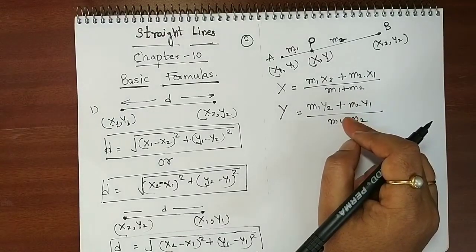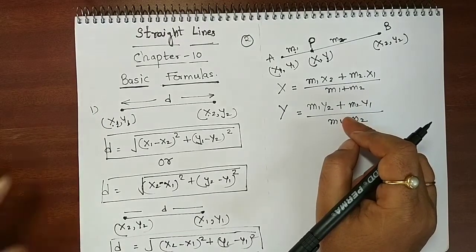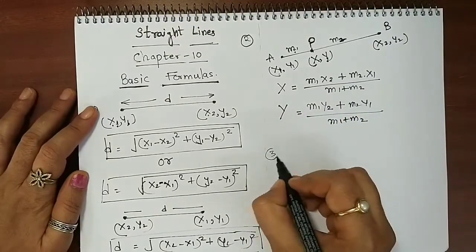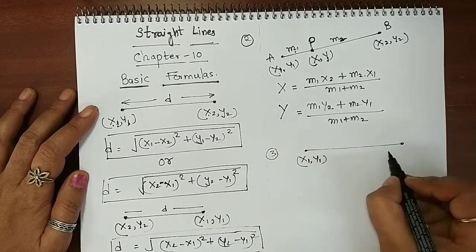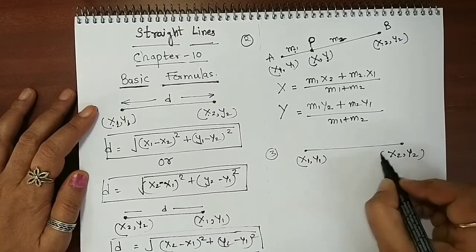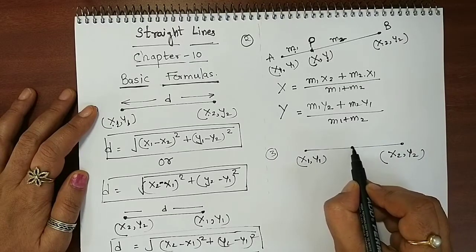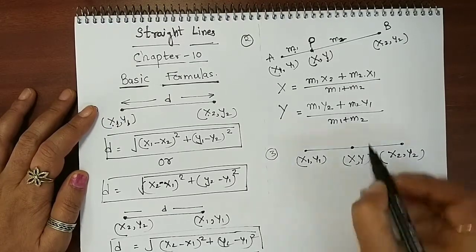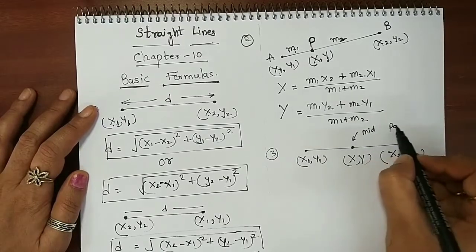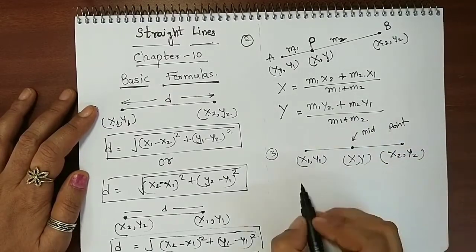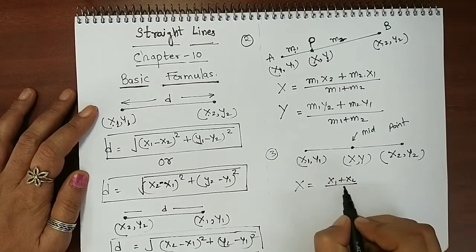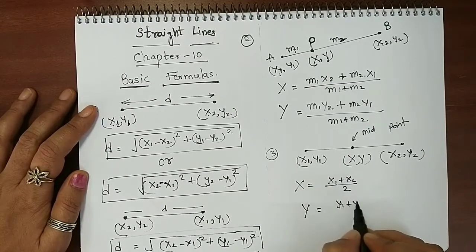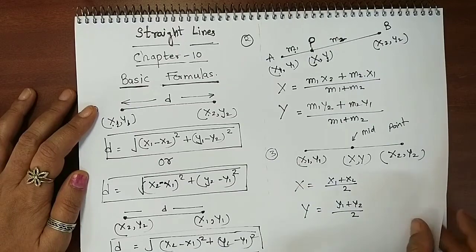Okay, if any point is dividing exactly at the midpoint, third formula: suppose you are given 2 points x1 y1 and x2 y2 and you have to find the coordinates of the midpoint, exactly in the center. Then the formula is pretty simple. x will be the average of these two, (x1 plus x2) by 2, and y will be (y1 plus y2) by 2. So this is the third formula that you should know.